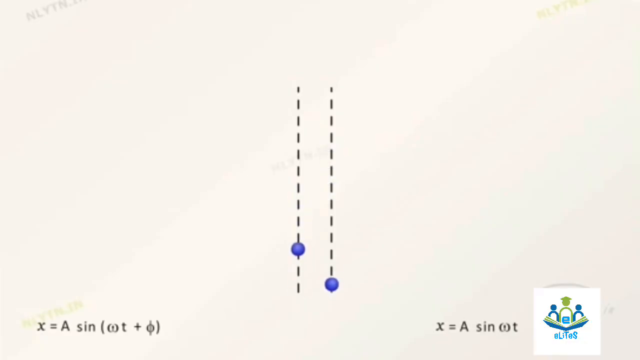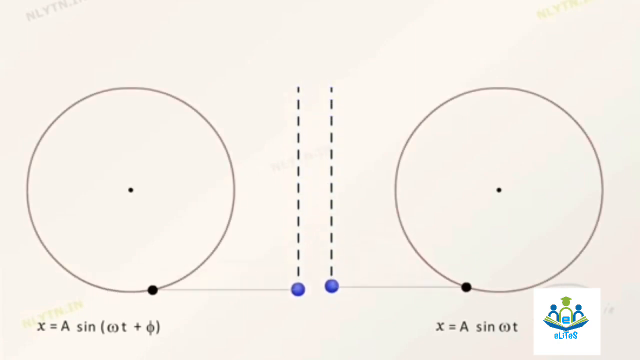One particle lags behind the other by the phase angle phi. See, the projections of two particles which are in circular motion with constant velocity have a difference in angles of phi. That is why one lags behind the other by angle phi.